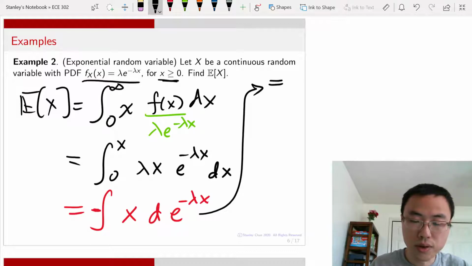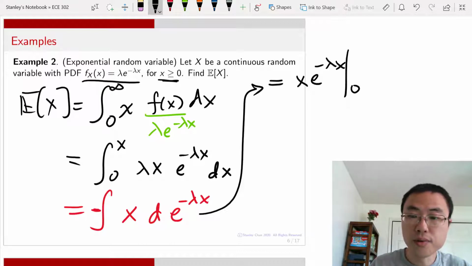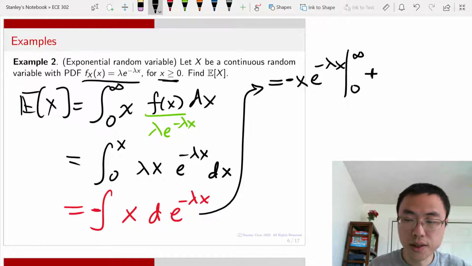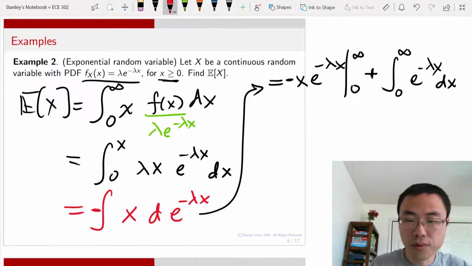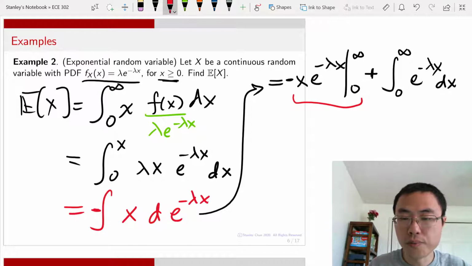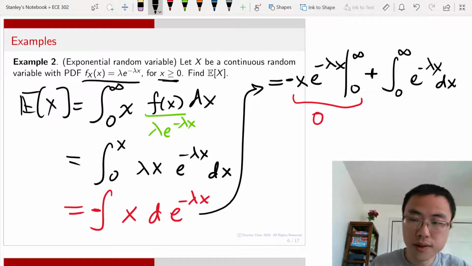Now we can switch the order, so you have x e minus lambda x going from 0 to infinity, and then you have minus, there's a minus here, and then there's a plus, integration from 0 to infinity of e minus lambda x dx. So the first integral will give you what? You evaluate this at infinity, which will give you 0, or you evaluate this at 0, so that will also give you a 0, so the entire thing will give you 0.